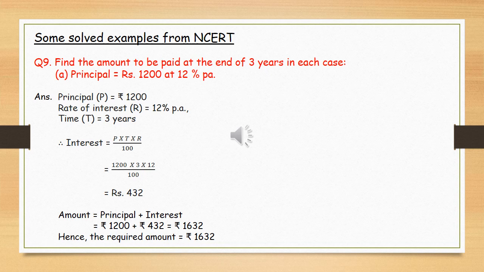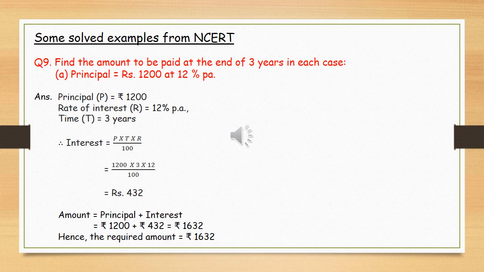We'll be doing question number 9, which is based on simple interest. Find the amount to be paid at the end of 3 years in each case. Part A is principal rupees 1200 and rate of interest is 12% per annum. So we are writing principal P is equal to 1200, rate of interest R is 12%, time T is equal to 3 years, interest PTR by 100, we are using the same formula.